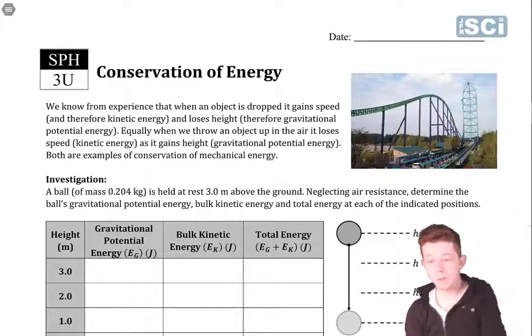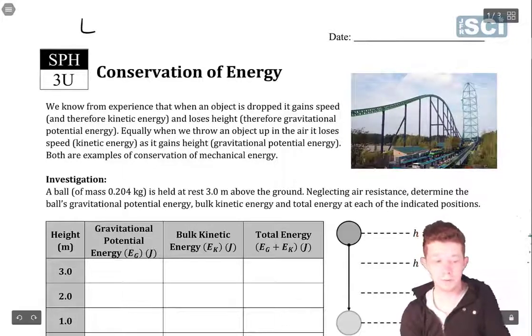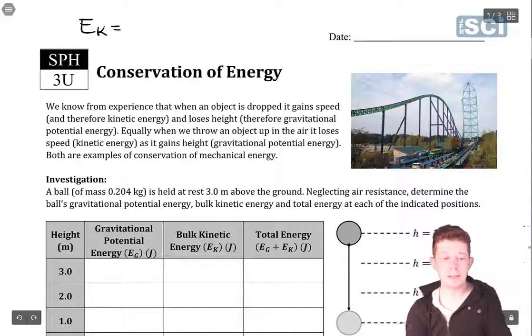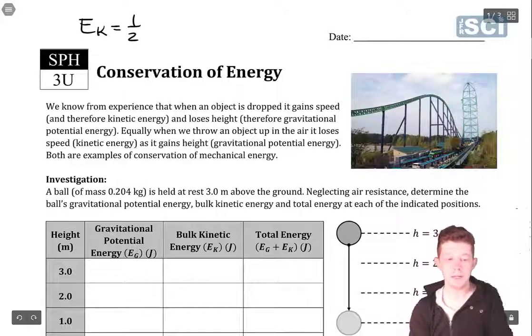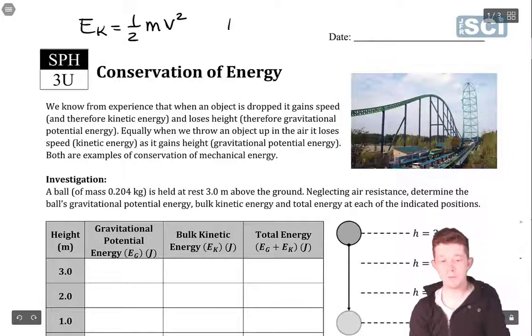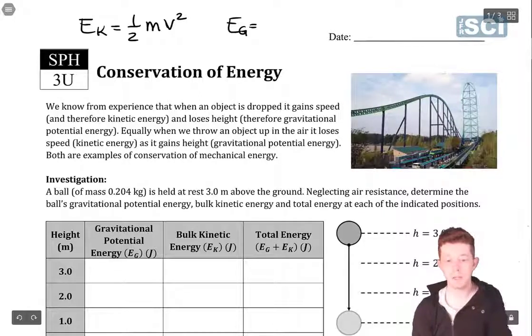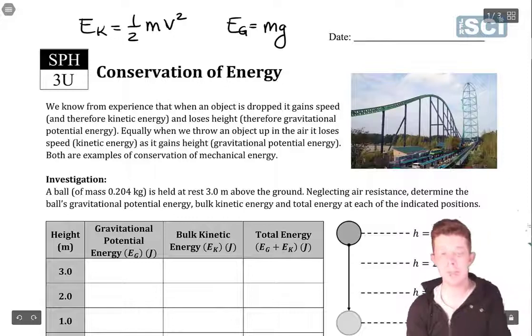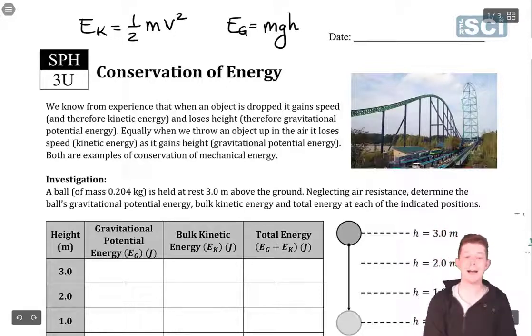So up to this point, we have two forms of energy that we've discussed. We've discussed the kinetic energy, which we defined as 1/2 the mass of the object multiplied by its speed squared. And we also defined the gravitational potential energy of the object as its mass multiplied by the gravitational field intensity, g, multiplied by its height.